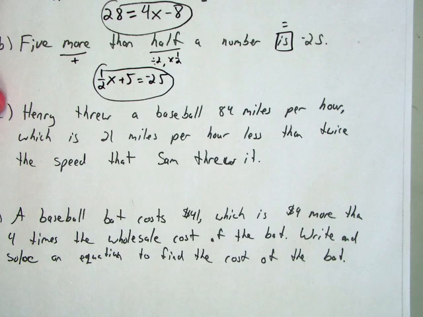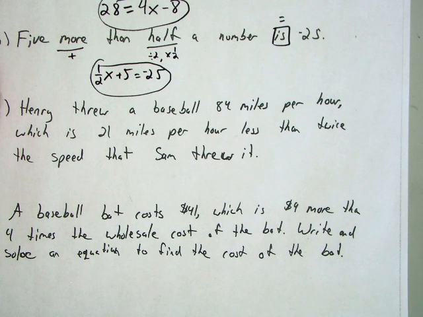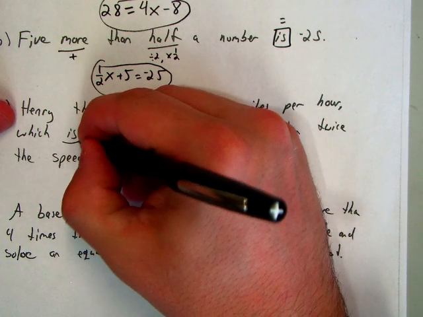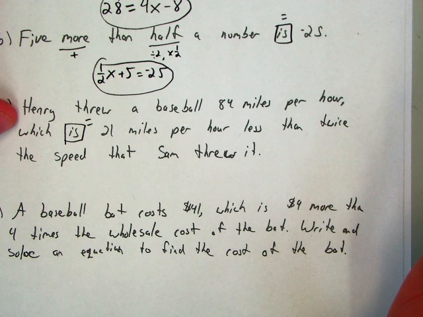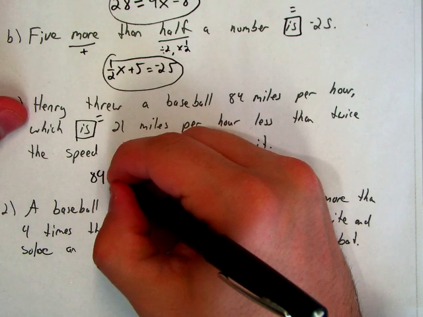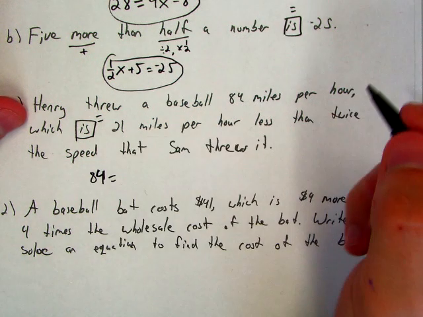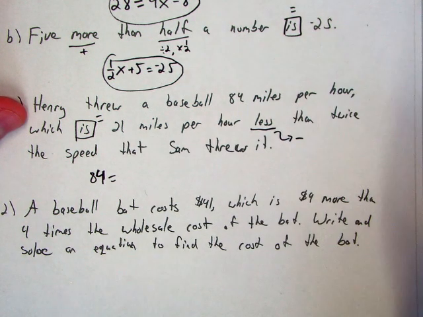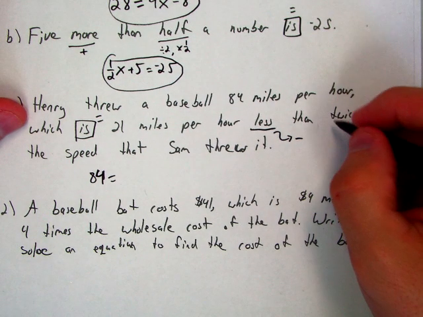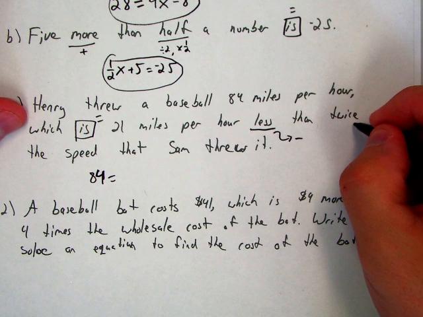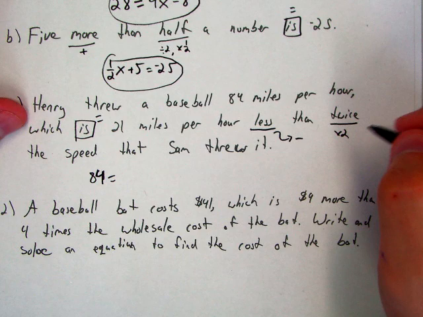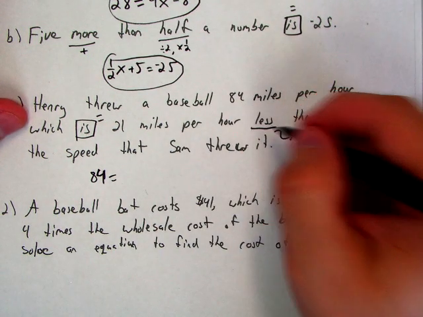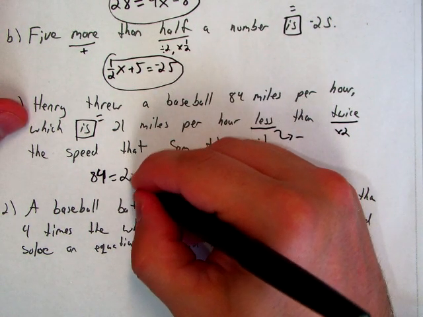Letter C, it says Henry threw a baseball 84 miles per hour, which is 21 miles per hour less than twice the speed that Sam threw it. So, here's that word is again. That means equals. So I'm going to have 84 is. This less means to subtract. And again, we always look at the multiplication first. So twice the speed means to multiply by 2. So 21 miles per hour less than this, so we'd have 2x minus 21.